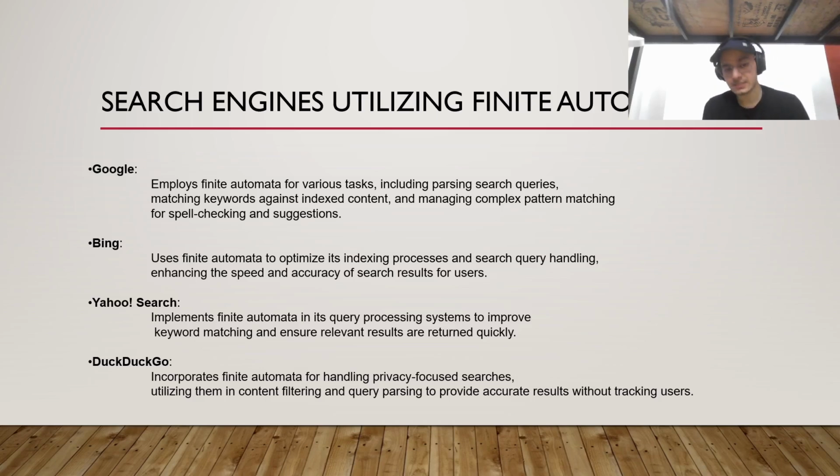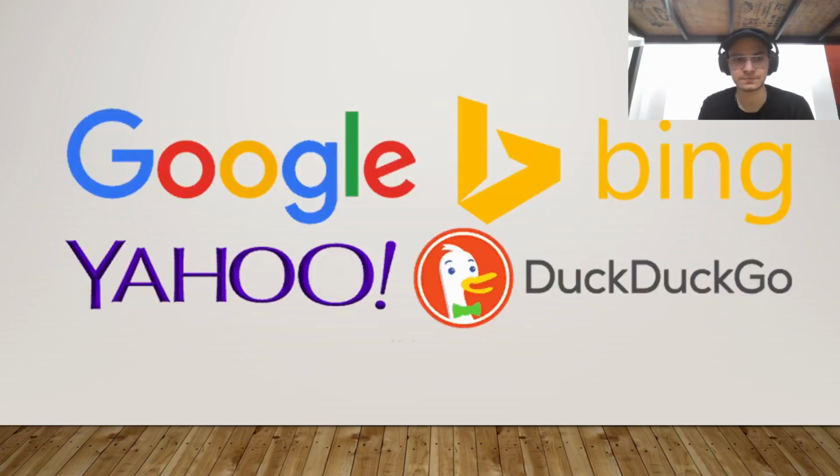Last but not the least, we have DuckDuckGo. It incorporates finite automata for handling privacy-focused searches, utilizing them in content filtering and query parsing to provide accurate results without tracking users. There are many more browsers that use finite automata, but we are not discussing all of them here. These are the major browsers that are very popular that use finite automata in their search engines. And this is again a schematic or a pictorial representation of all of these browsers.